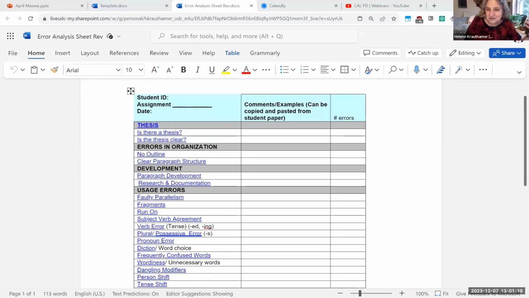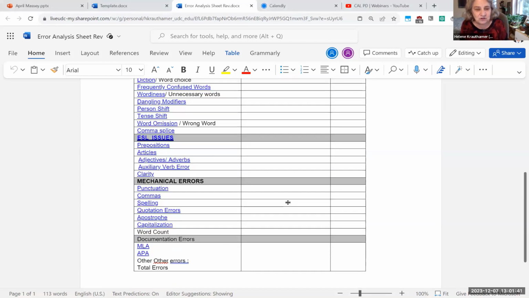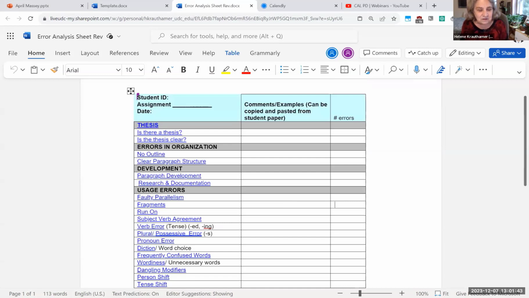So this is what I call the error analysis sheet, which I've been using over a number of years. I even had students develop this one. It matches up with that rubric: the thesis, organization, development, usage, and mechanics. Each of those blue things is a hyperlink. Most of them work, but it's been over the years. And it's a grammar sheet, not just grammar, but it links to places on the web where they can learn about what is faulty parallelism or fragments or whatever.